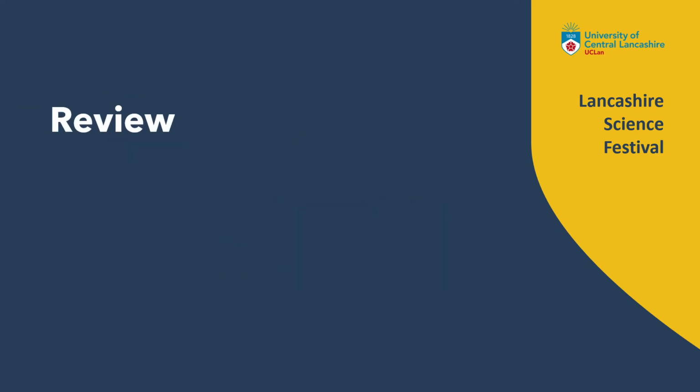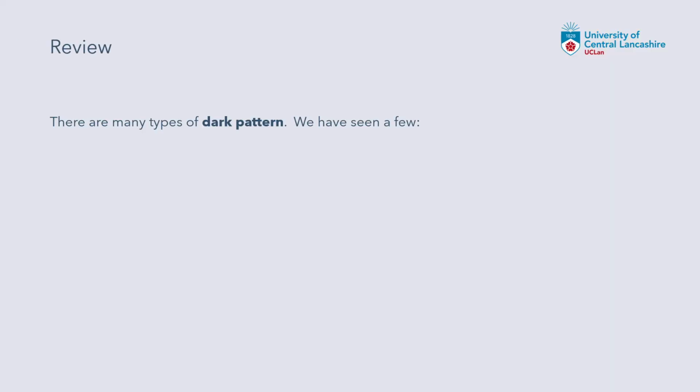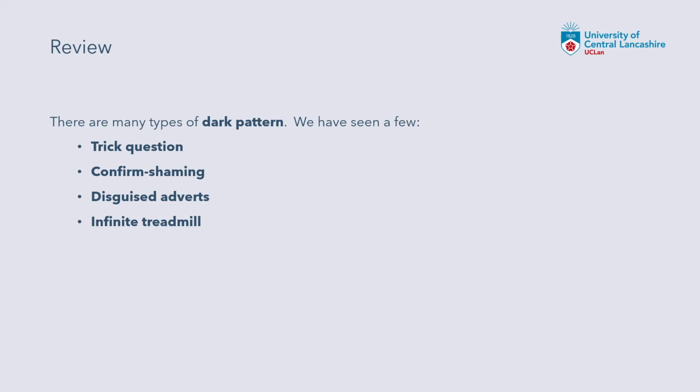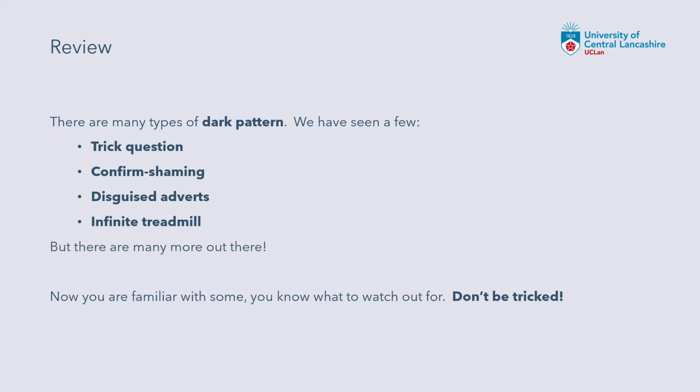So let's think about what we've learned. We've seen there are many types of dark pattern. We've seen trick questions, confirm shaming, disguised adverts, and an infinite treadmill in our game. But there are many more out there. Now you're familiar with some, you know what to watch out for.